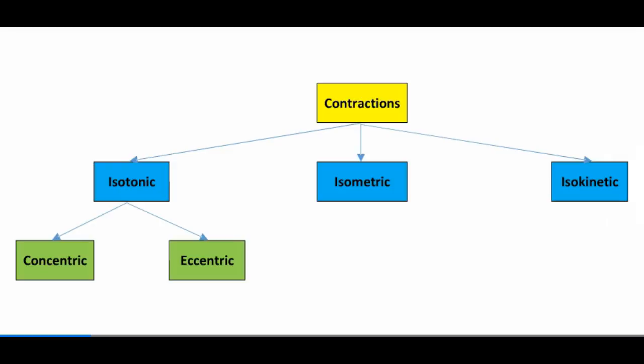Isometric. An isometric contraction takes place when the muscle remains the same length throughout the contraction. Tension is high, but there is no limb movement. Isometric contractions are static.